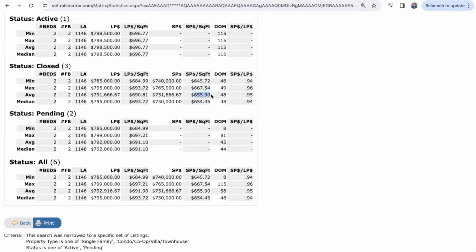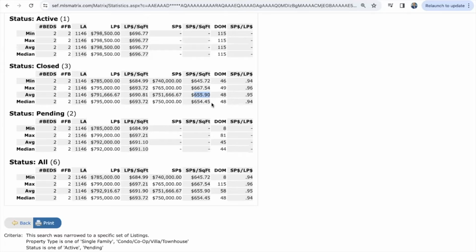So someone's asking you, Robert, a 2-2 at 500 Brickell Avenue is selling at what price per square foot? You tell them on average it's selling at 655 a square foot. The median is slightly lower at 654 a square foot.